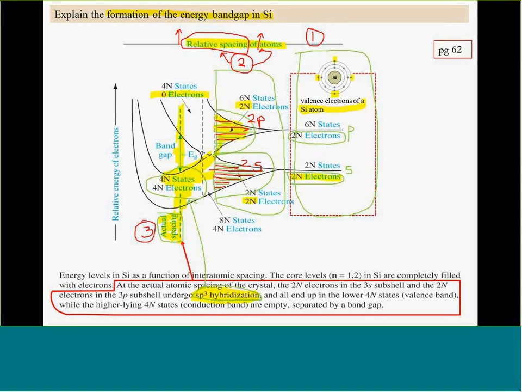okay, this hybridization occurs, which gives you this filled state. Okay, all is being filled. B, zero electrons in the conduction band. And C, there's a band gap where there is no energy state at all, a finite gap. So basically, these are the things that you should put in the explanation for the formation of the energy band gap in silicon. All right. Okay, look at it slowly. Then you can see that essentially these are the three explanations that you should include in your answer.